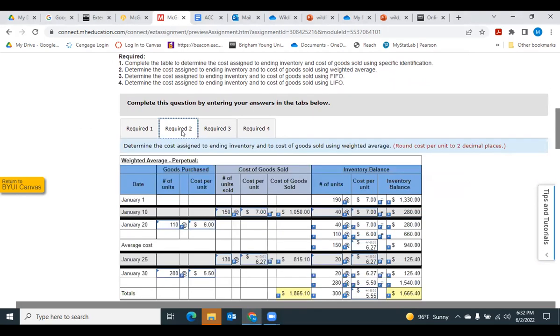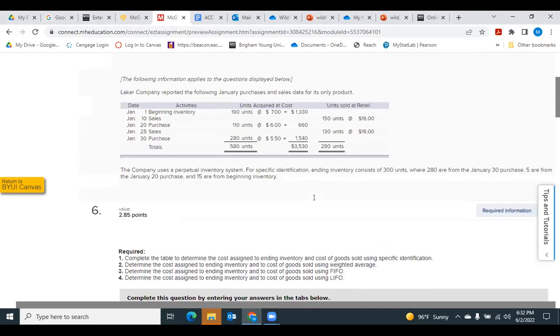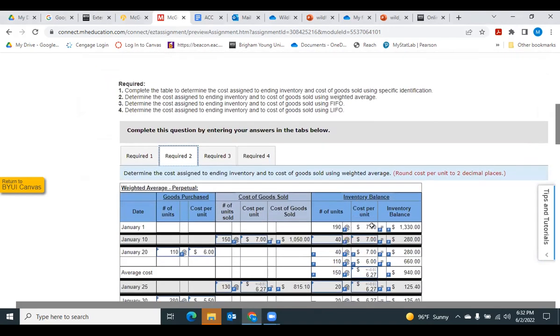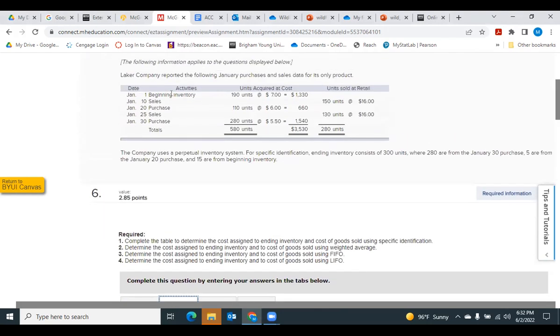And then on the second one, it's going to have us do the weighted average method. Again, we just start with, and this one has goods purchased, cost of goods sold, and inventory balance, is how they set this one up. So again, I started with 190 units at a cost of $7 apiece. That was my inventory balance at the beginning of the month. Then on January 10th, I sold 150 units.